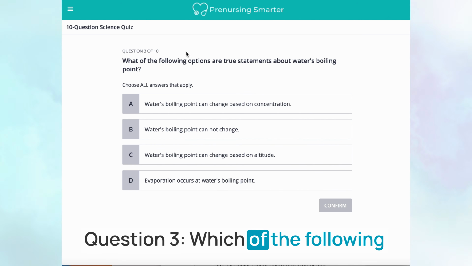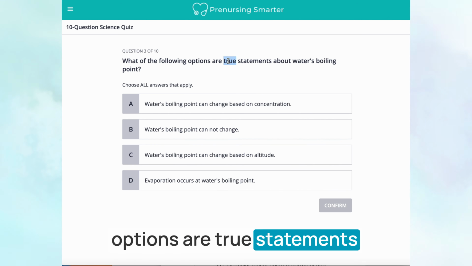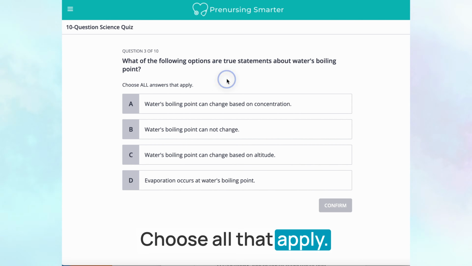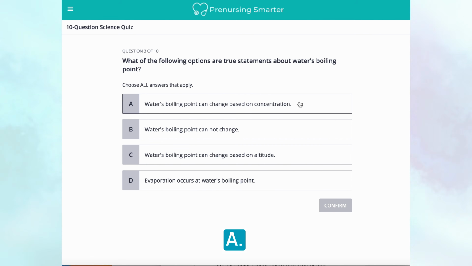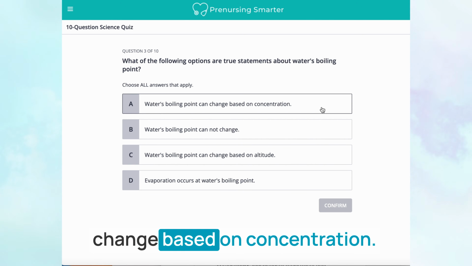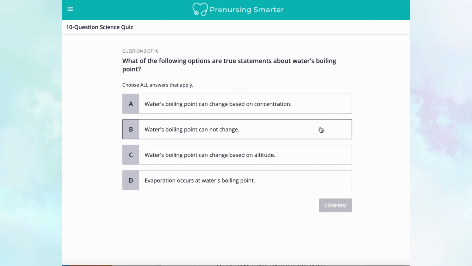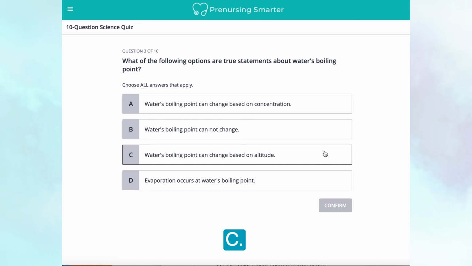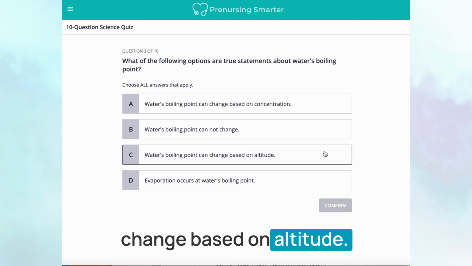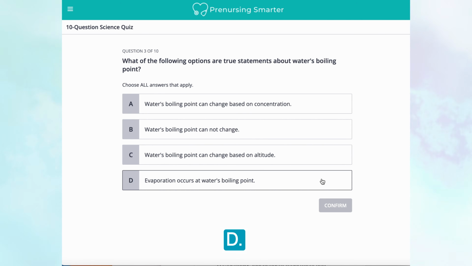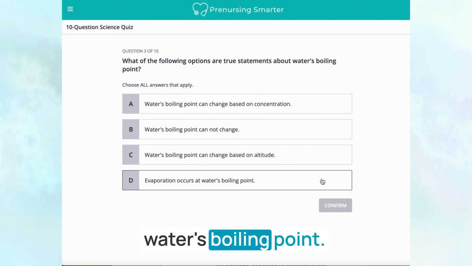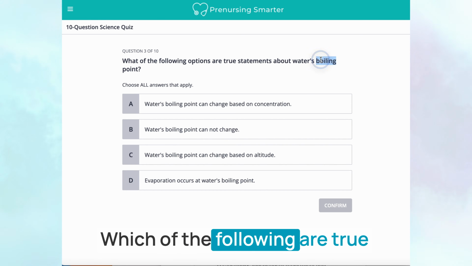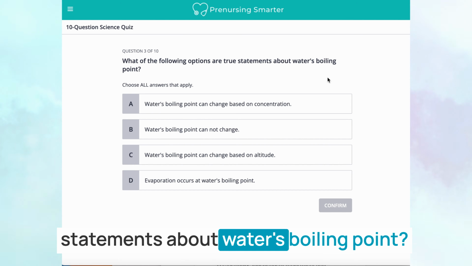Question 3. Which of the following options are true statements about water's boiling point? Choose all that apply. A, water's boiling point can change based on concentration. B, water's boiling point cannot change. C, water's boiling point can change based on altitude. D, evaporation occurs at water's boiling point. Which of the following are true statements about water's boiling point?